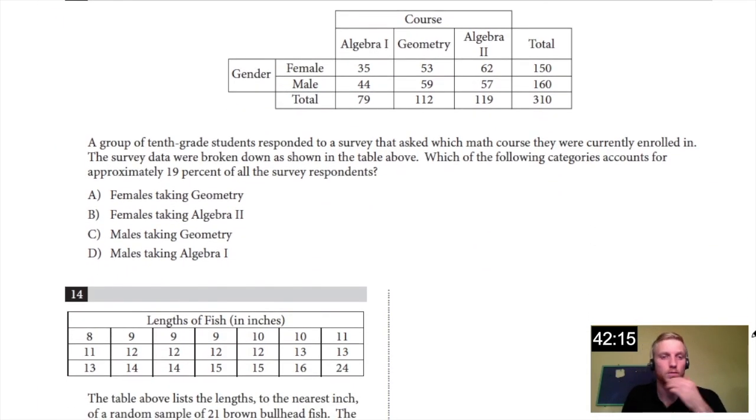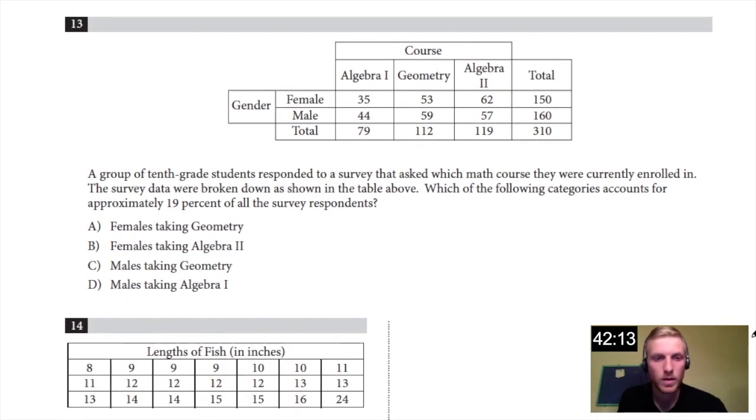Okay. This is question 13. A group of 10th grade students responded to a survey that asked which math course they were currently enrolled in. The survey data were broken down as shown in the table above. Which of the following categories accounts for approximately 19% of all the survey respondents? Okay, so 19%.